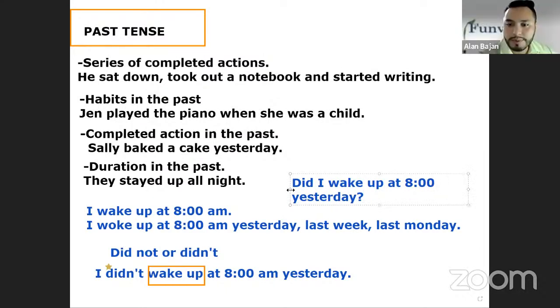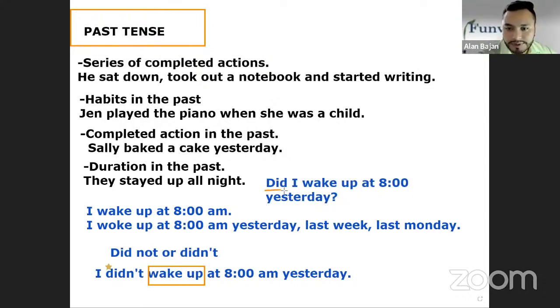Right, so we have our auxiliary. We have our auxiliary did first. Then we have the subject. Then we have the verb in the original form. Why, teacher? Because I have my auxiliary. So say thank you to the auxiliary so we can have a better grammar.